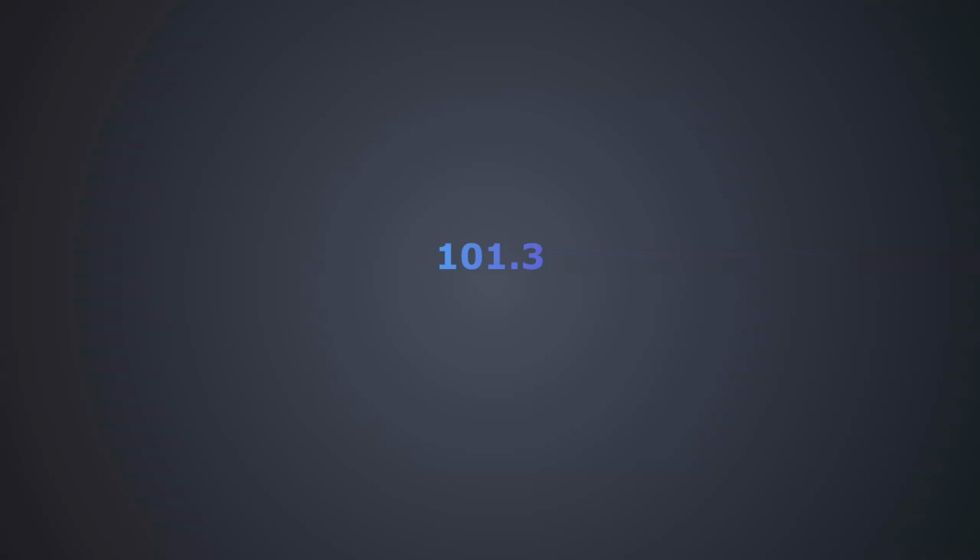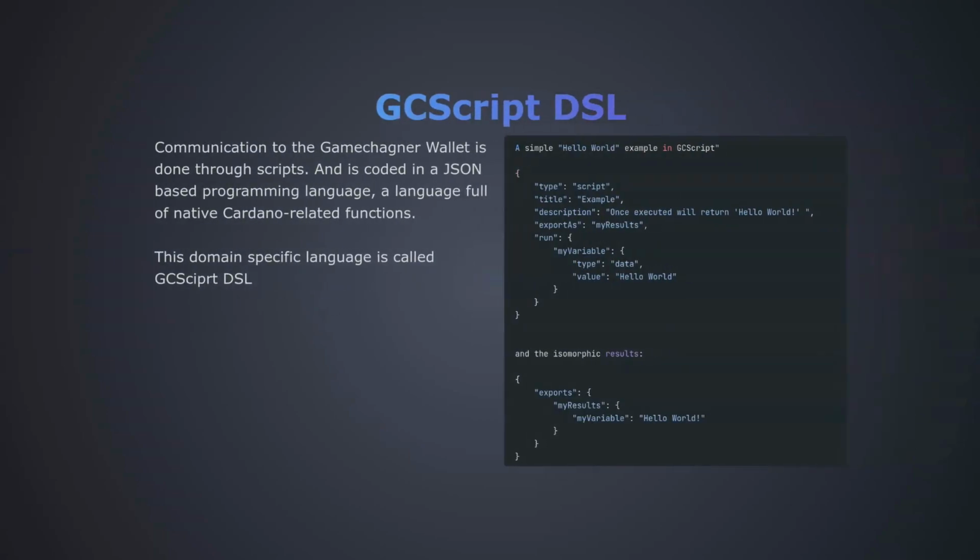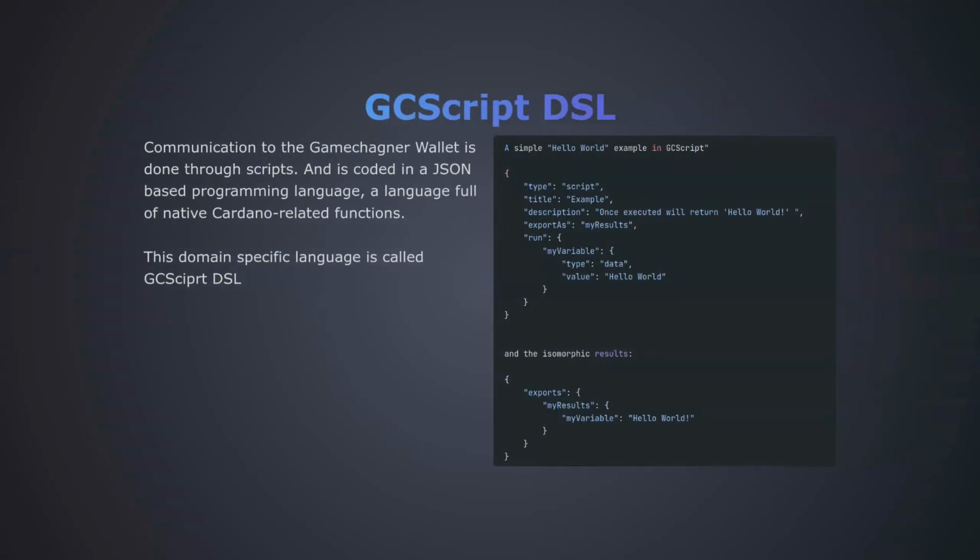Module 101, Student Learning Target 3, Game Changer Script Basics. Game Changer Script is a domain-specific language, or DSL. Communication to the Game Changer wallet is done through scripts, and the code is in a JSON-based language.